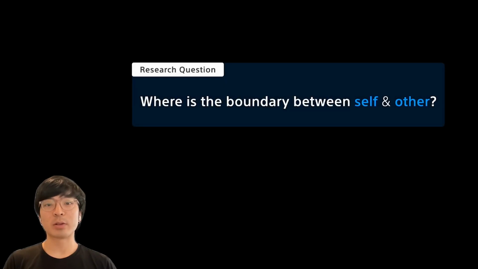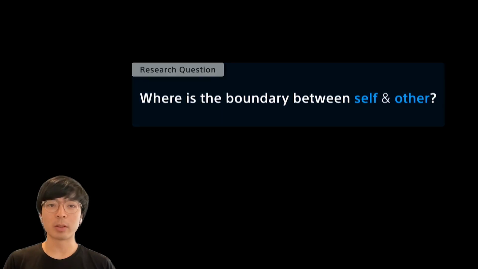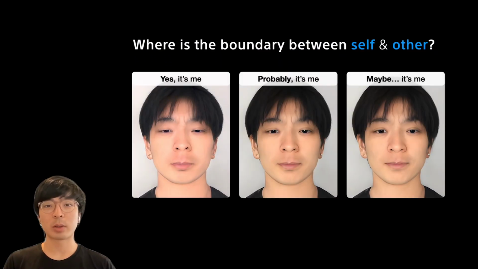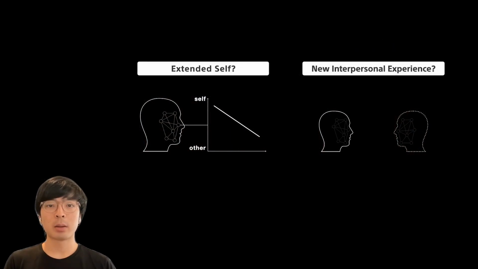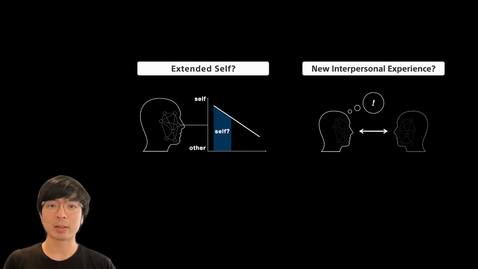Our question behind this paper is, where's the boundary between self and other? This also means, what is self-identity? Then, what defines identity? One important aspect is our face, which plays a critical role in shaping self-identification. We then wondered, is there any extended range of self? What if our identities are blended with each other? How does it evolve our interpersonal experiences?